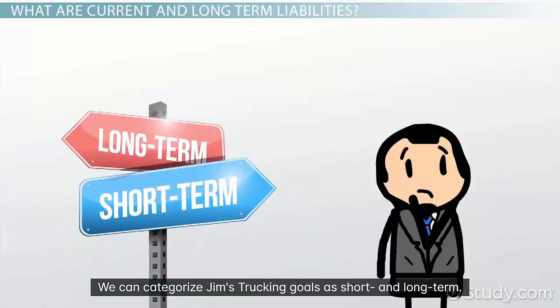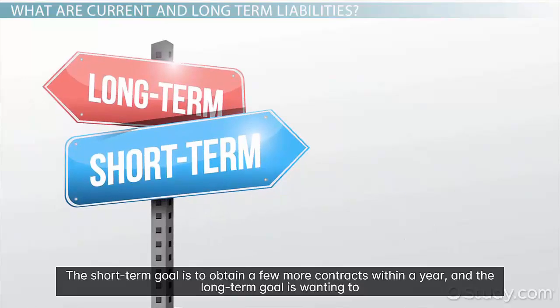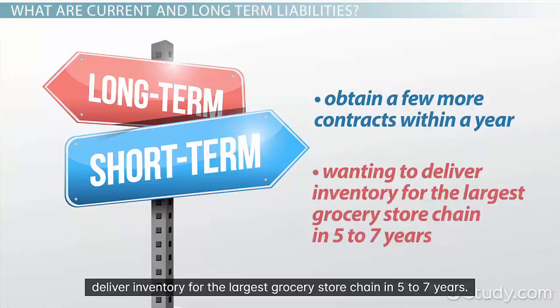We can categorize Jim's Trucking goals as short and long term. The short-term goal is to obtain a few more contracts within a year, and the long-term goal is wanting to deliver inventory for the largest grocery store chain in 5 to 7 years.